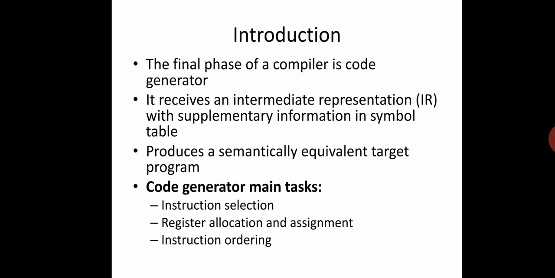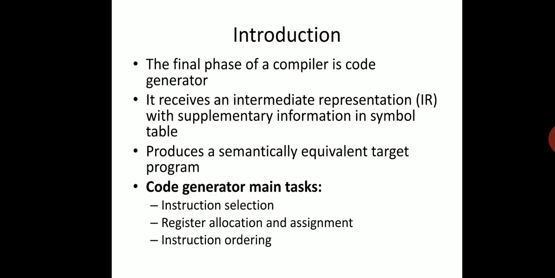So this intermediate representation, along with the information in the symbol table, is given as input to this phase, that is the code generation phase. Okay, and what is the output of this phase? That is the desired target program. So it produces a semantically equivalent target program.